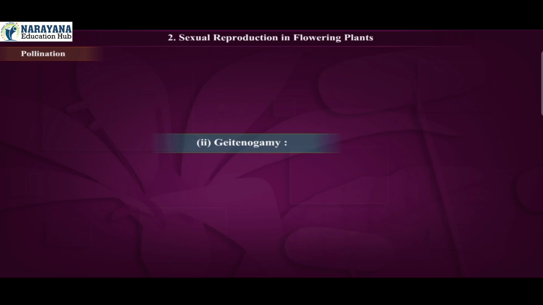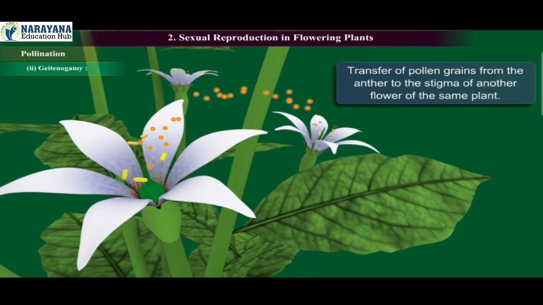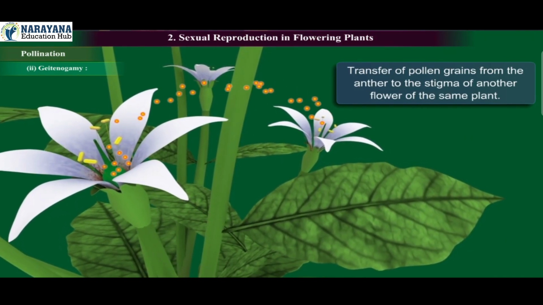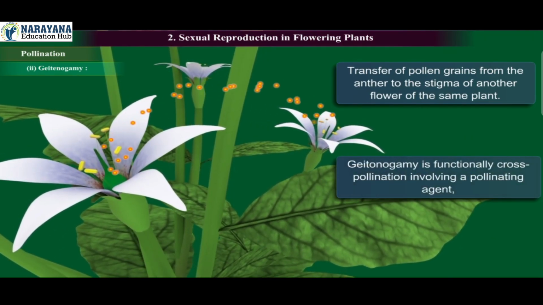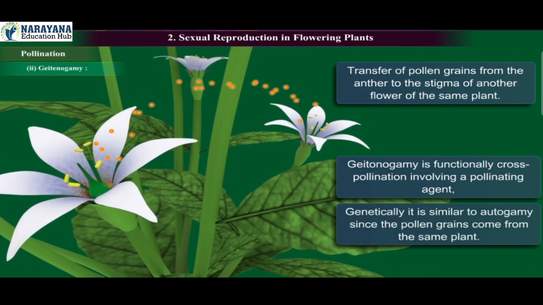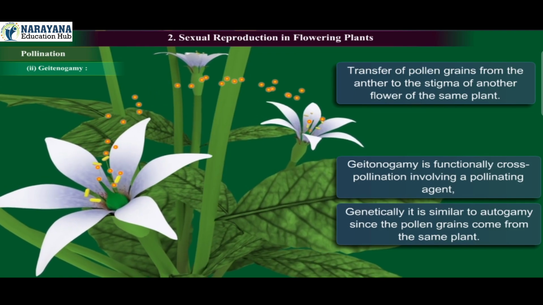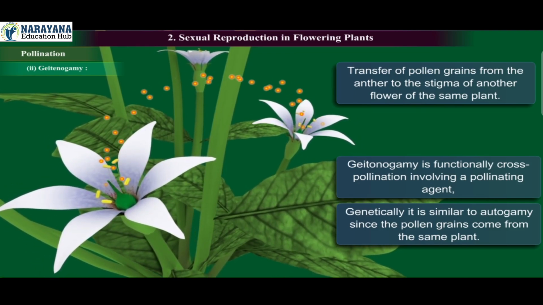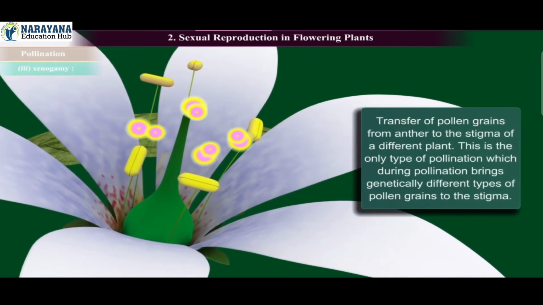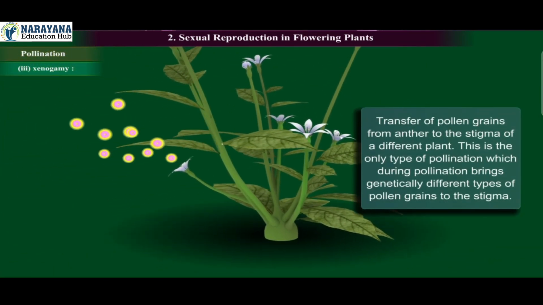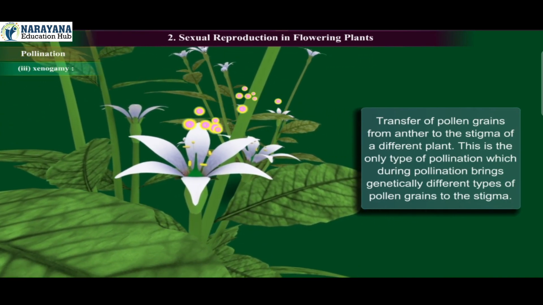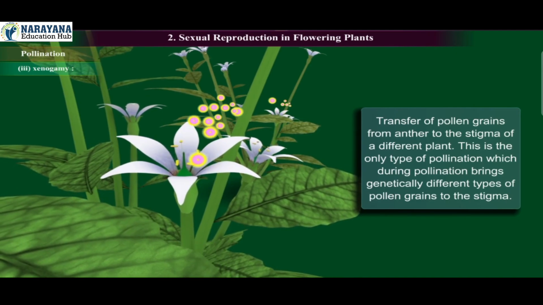Number 2. Geitonogamy. Transfer of pollen grains from the anther to the stigma of another flower of the same plant. Although geitonogamy is functionally cross-pollination involving a pollinating agent, genetically it is similar to autogamy, since the pollen grains come from the same plant. Number 3. Xenogamy. Transfer of pollen grains from the anther to the stigma of a different plant. This is the only type of pollination which during pollination brings genetically different types of pollen grains to the stigma.